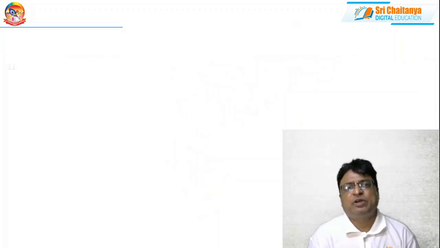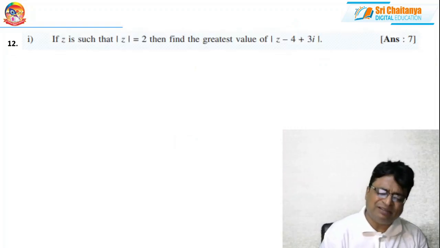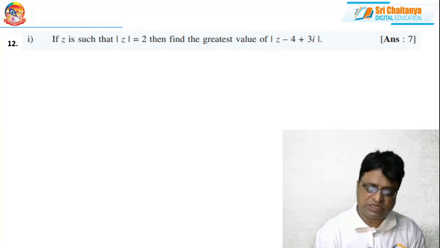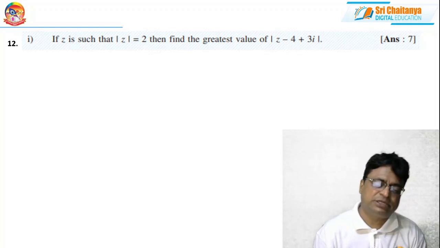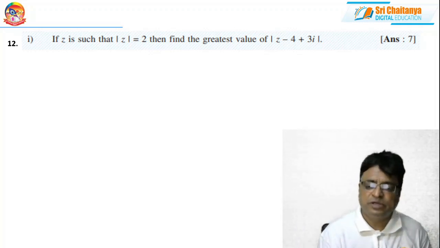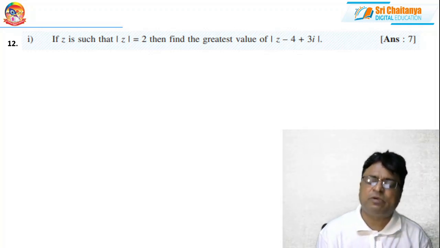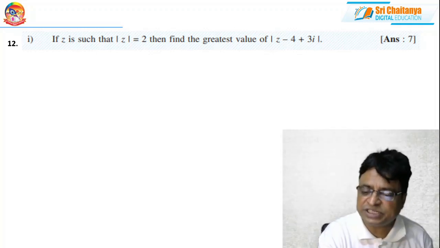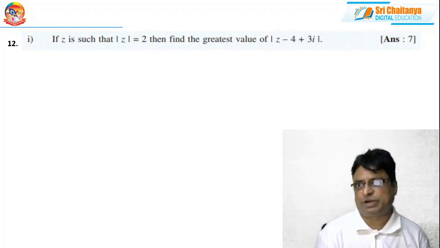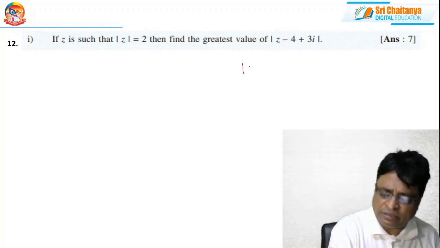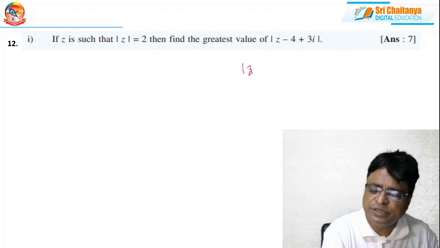Very simple question. Now coming to problem number 12. As I mentioned earlier, all the problems related with inequalities and maxima, minima, greatest, least, are very, very important for competitive examinations. What is given here? z is such that mod z is equal to 2. So the modulus of the complex number is 2. What is the greatest value of mod of z minus 4 plus 3i? This they are asking. Whenever they are asking this kind of question, you have to apply the triangle inequality.